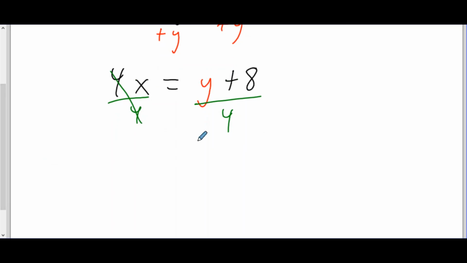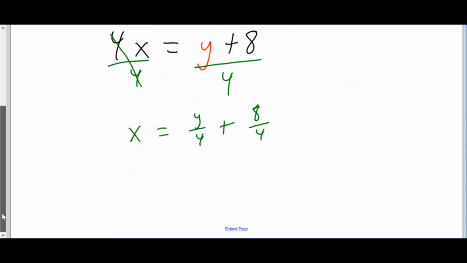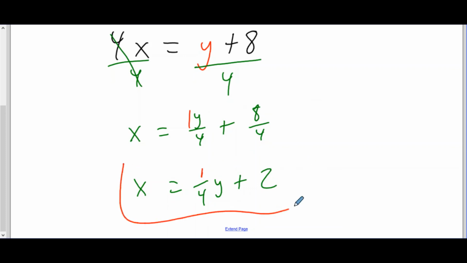So again, you might see one giant fraction, or we can break it down. Y over 4 plus 8 over 4. Well, 8 over 4 is just 2. What about this? Again, we want to pull the variable out of the fraction like so. My denominator is a 4. Well, what goes in the numerator? Remember, anytime there's no number with the variable, there's always a 1. So that's 1/4 y plus 2.